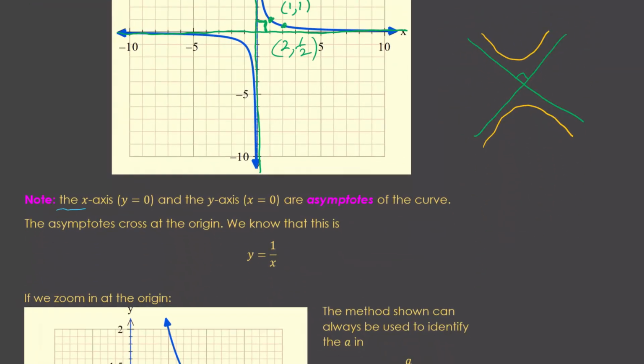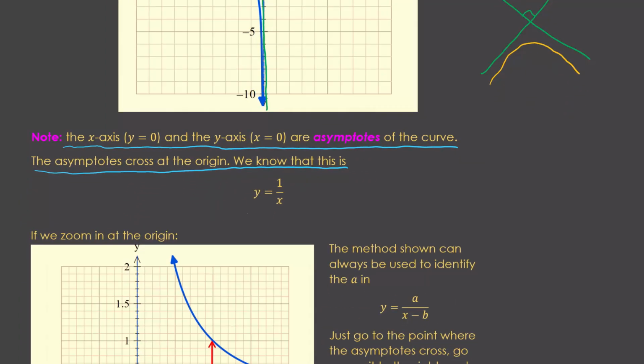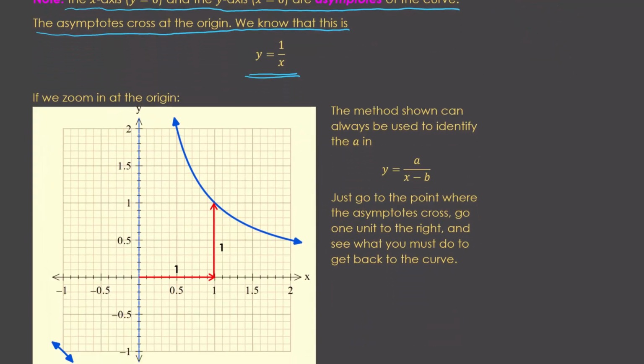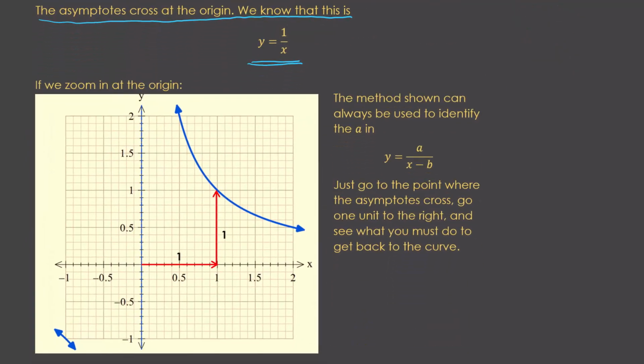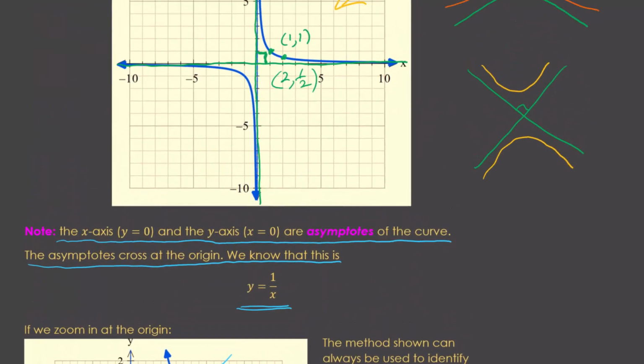So as mentioned, the x-axis and the y-axis are asymptotes of the curve. The asymptotes cross at the origin. We know that this is y equals 1 over x. We said that that was that graph. And what I'm going to do is just zoom in at the origin. So this is part of the curve here, and this is 1, 1. So you can see the extent to which we zoomed in if we go back up and just look at where 1, 1 is here. So we've zoomed in on a sort of square region around here.